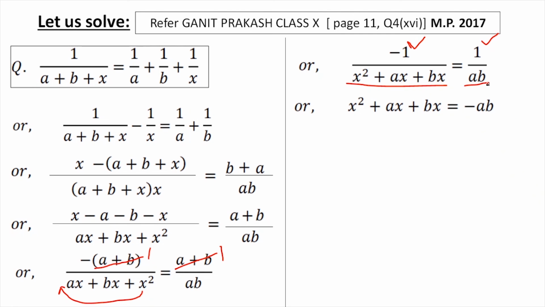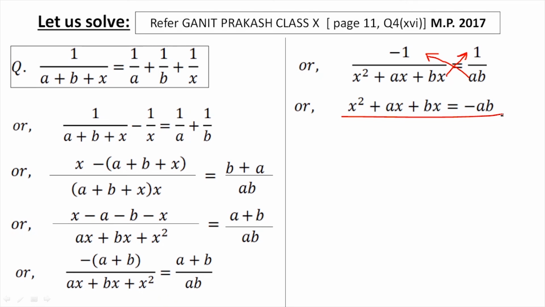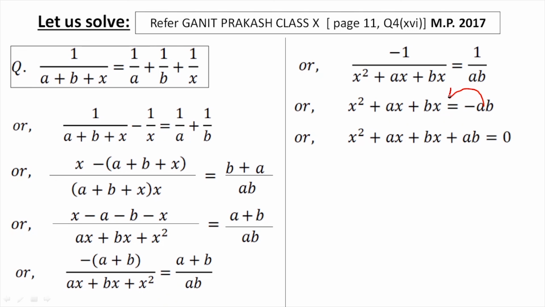After that, I'll just cross multiply, this into this, this into this. So it is x square plus ax plus bx into 1, and ab into minus 1. So this is what we get. After that, I'll bring minus ab onto this side, so it becomes plus.